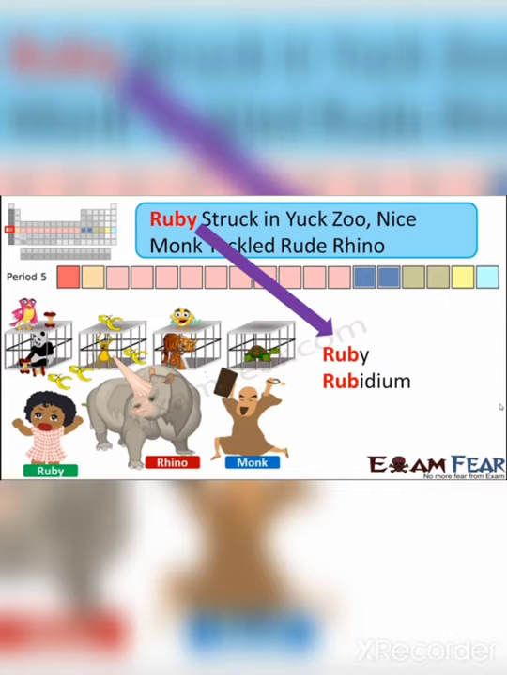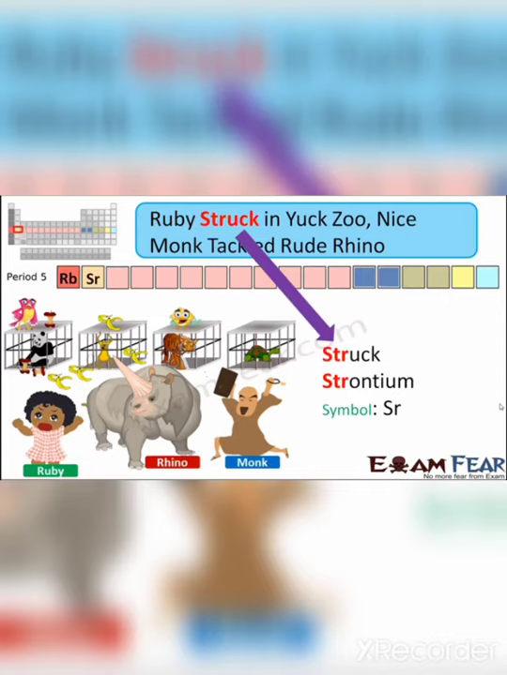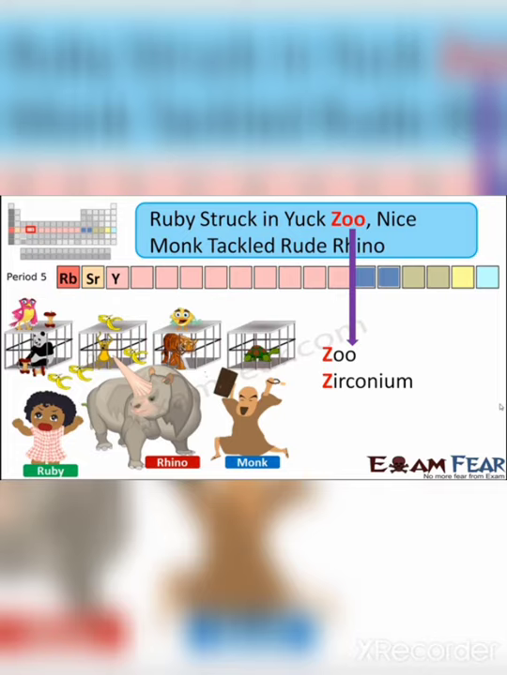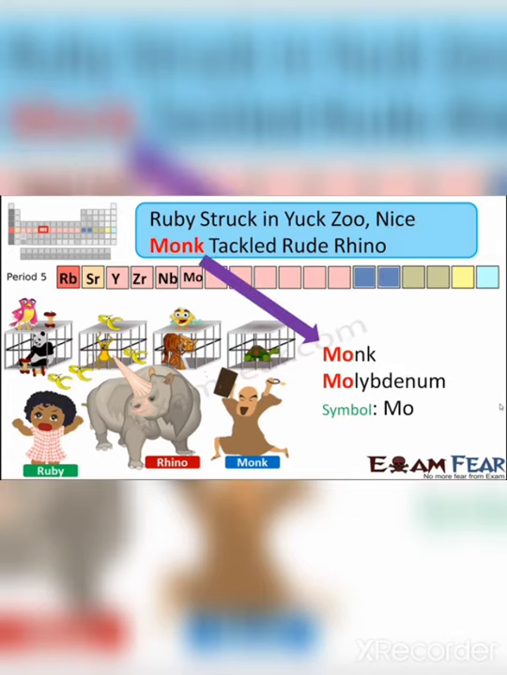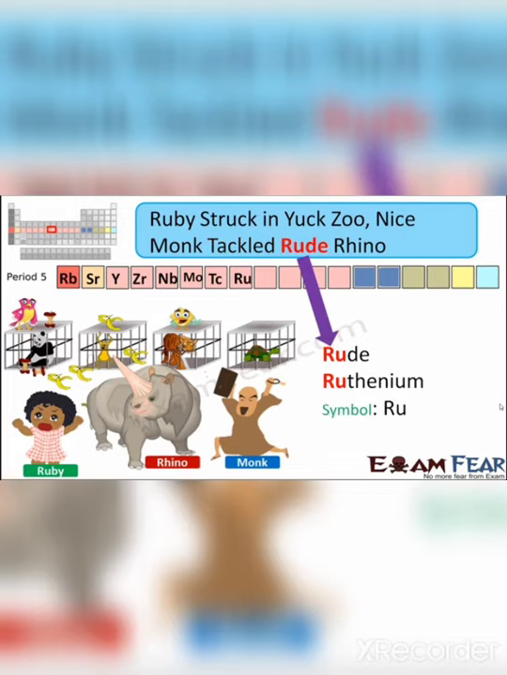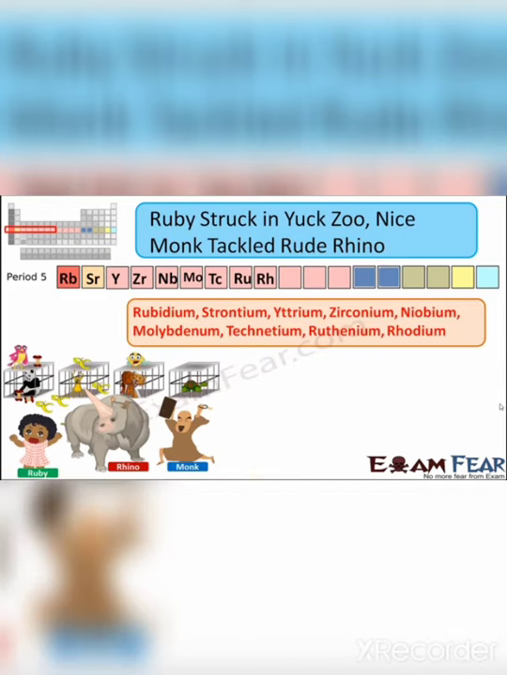So Ruby reminds of rubidium, struck reminds of strontium, yuck reminds of yttrium with symbol Y. Zoo reminds of zirconium, nice is niobium, monk is molybdenum, tackled is technetium, rude is ruthenium, and finally rhino is rhodium. So our final memory tip for the elements of the first half of period 5 would be: Ruby struck in yuck zoo, nice monk tackled rude rhino.